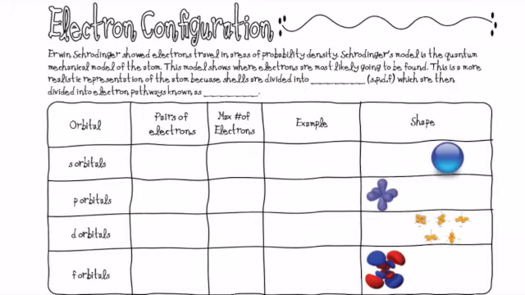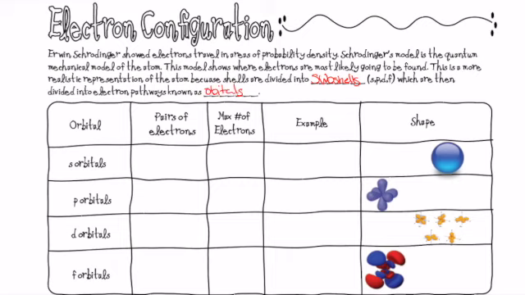Electron configuration. Schrödinger showed that electrons travel in areas of probability density. Schrödinger's model is the quantum mechanical model of the atom. This model shows where electrons are most likely going to be found. This is a more realistic representation of the atom because the shells are divided into subshells, which are then divided into electron pathways known as orbitals.